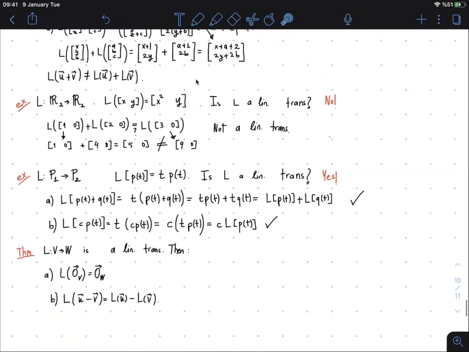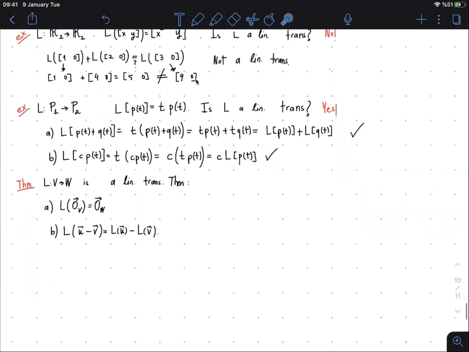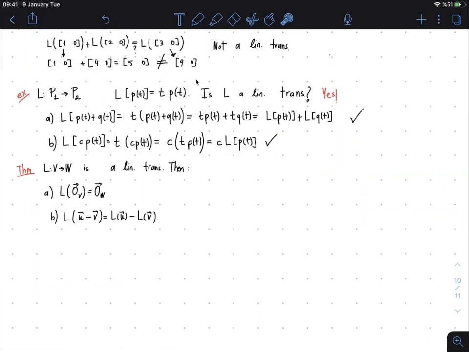So this example is from polynomials to polynomials, polynomials of degree 1 to degree 2, and this is a linear transformation. We checked this one. And the final thing, we stopped here yesterday. We said that if we have a linear transformation, then the linear transformation must carry the zero vector in the first vector space to the zero vector in the second vector space. And this property also holds for minus, so it is not true only for plus.